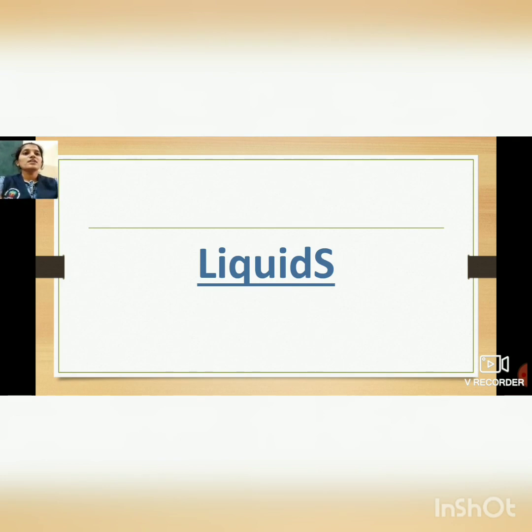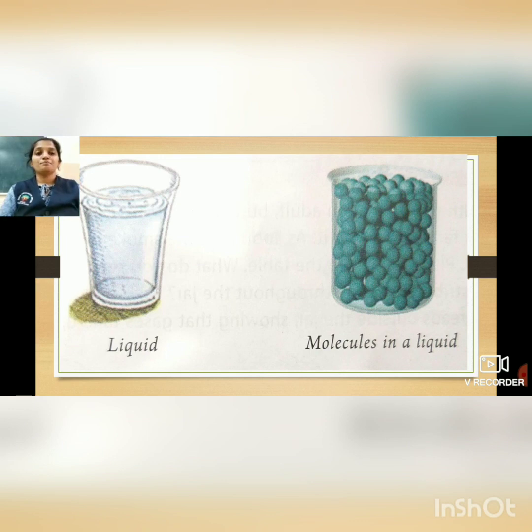Now we are going to see about liquids. So students, as we all know, I have shown you an example for liquid, that is water, and water is the example for liquid. So let's see the place of molecules in a liquid. On the screen we can see that there is a glass of water, as I have shown you, and even I can show you now also. Here is the example for liquid, that is a glass of water.